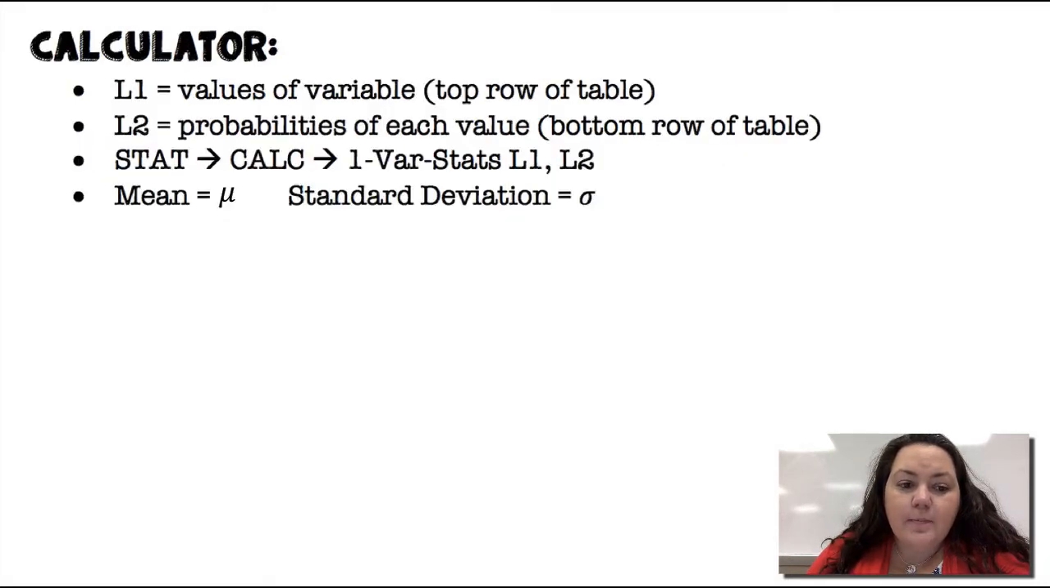In your calculator, to find the mean and standard deviation from a probability distribution, you would put in list 1 the values of the variable, so the top row of your table. In list 2, the probabilities of each value, the bottom row of your table. And then you would go to stat calc, do one variable statistics for list 1, and your frequency list would be list 2. That would give you the mean mu and the standard deviation sigma. And if your mean says x bar, cross that out and change it to a mu, because you want to be sure that you're using either mu or E of x, capital E of x, expected value.